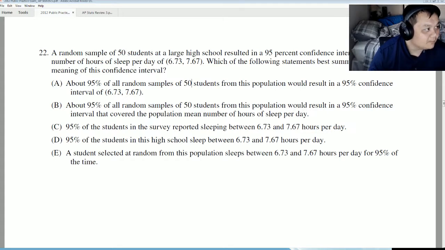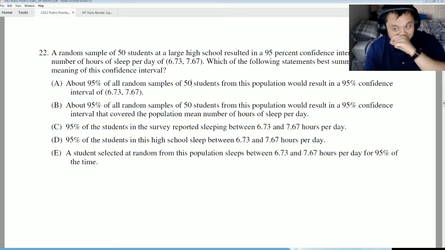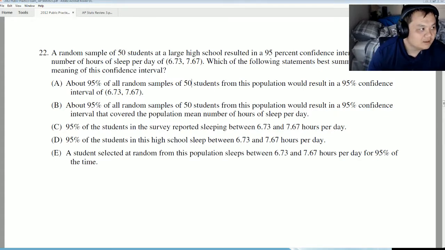How did you get B? About 95% of all random samples of 50 students from this population would result in a 95% confidence interval that covers the population mean. Because that is the definition of the confidence interval. Yeah, it mentions a population mean. Yep. That's the reason. Okay. Good. 23.